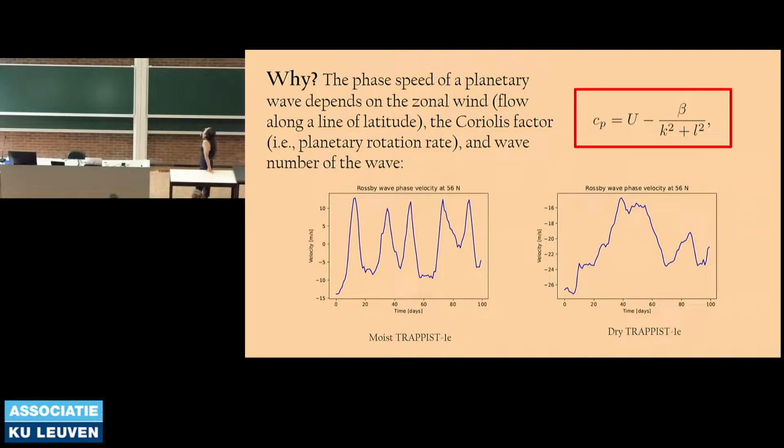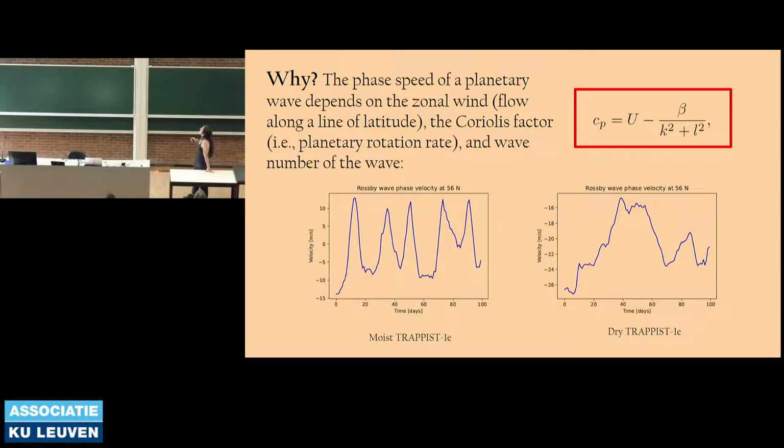So this is a formula which describes the phase speed of these waves. It's just from a basic atmospheric dynamics textbook. The CP is the phase speed of your wave, and it depends on the zonal wind, the wind in the x direction, the Coriolis factor, so the planetary rotation rate, and then the size of the wave. So K and L are the wave numbers in the x and y directions.